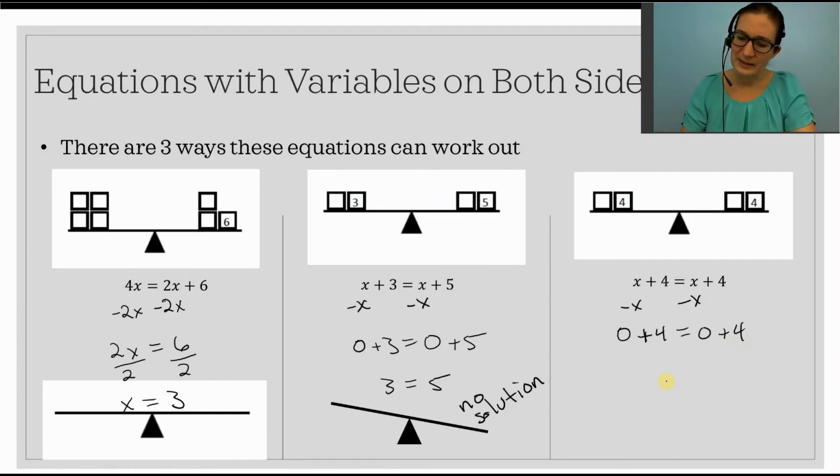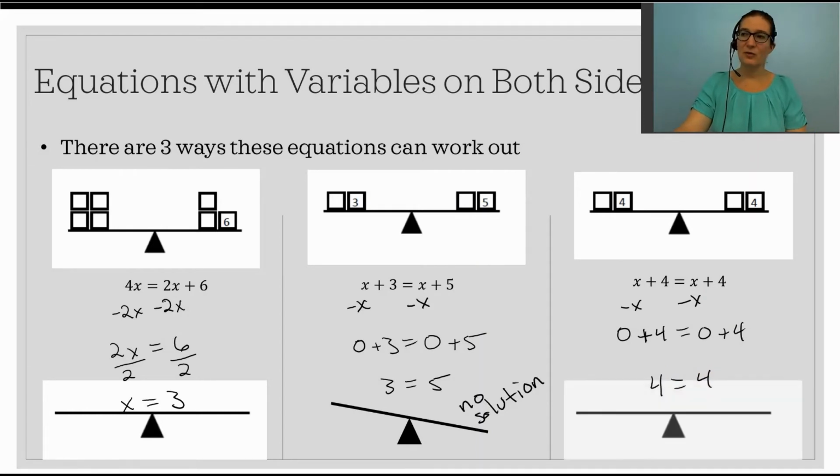Well, that means I've got 4 equals 4. Well, that seems simple enough. 4 is equal to 4. It's always going to be equal to 4. So what this actually means is that, again, I have an equation that is balanced, but it's balanced all the time. And you can kind of see from our original setup of the problem, it already looks like it's balanced. Like we don't even need to do any work to make it balanced.